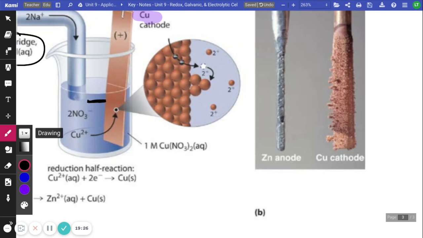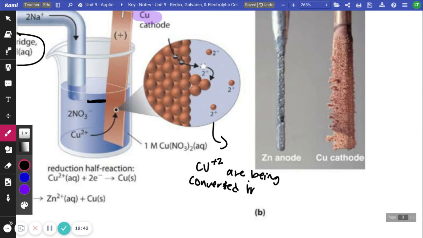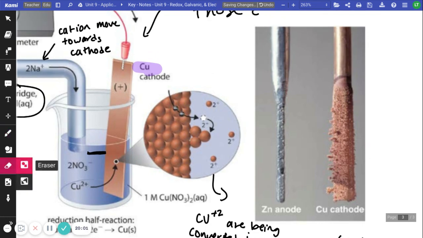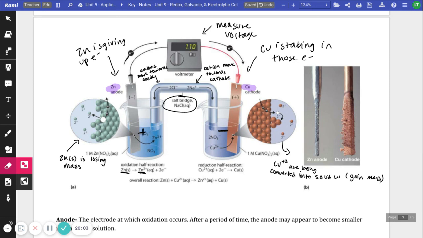Then on the other side are copper ions. Copper ions in our solution are being converted into solid copper, and they are going to gain mass. So we're going to gain mass over here. Again, you can see on that cathode that it's obviously gotten bigger from the top, so it's gaining mass there. Okay, that's the very basics of how these things work.